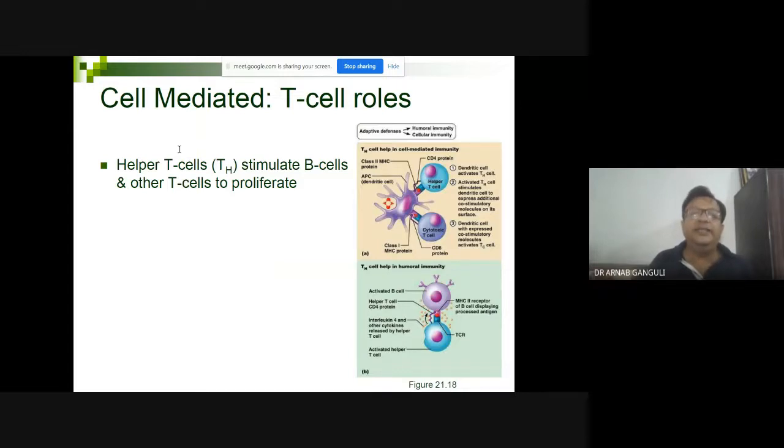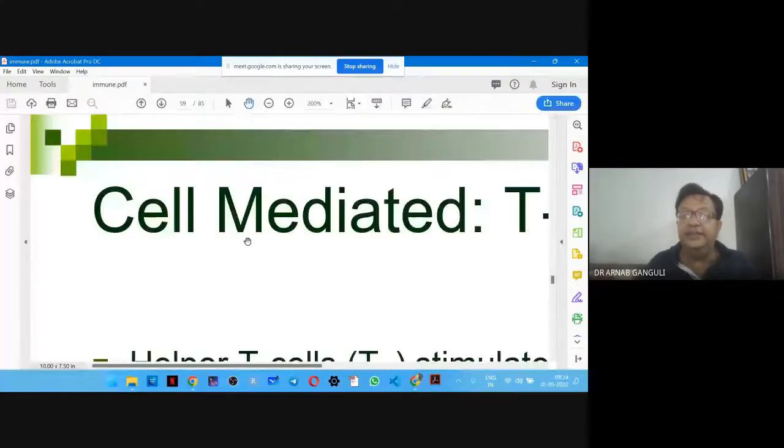Now let us say T helper cell, the role of the cell mediated T cell. I'll increase the size.